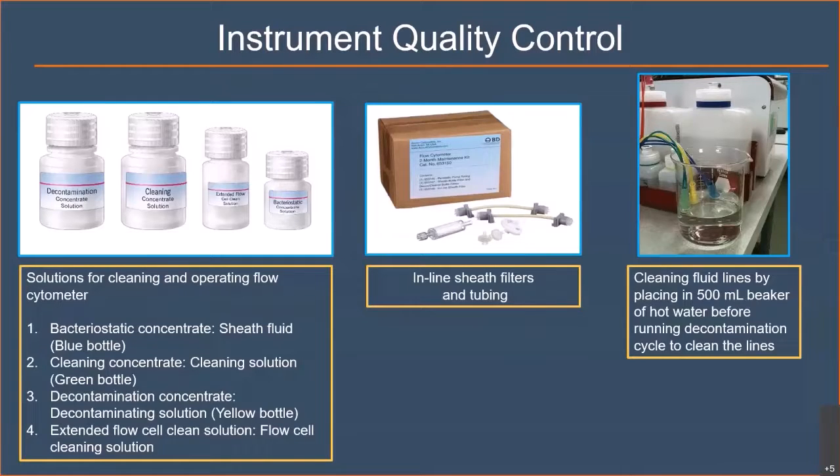Many times, the clogging can occur, which will slow down the measurement of the events. And to troubleshoot, we place these fluidics in warm water, and then we flush the cycle, and this will clear the SIP and the measurement can be done.